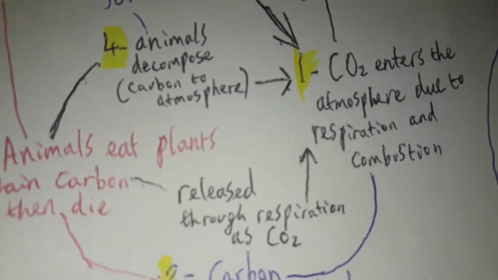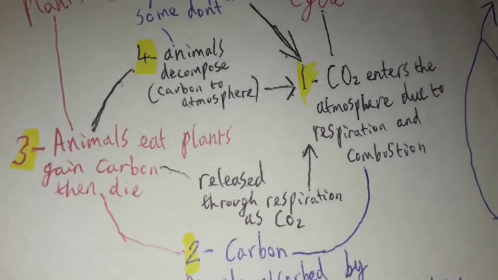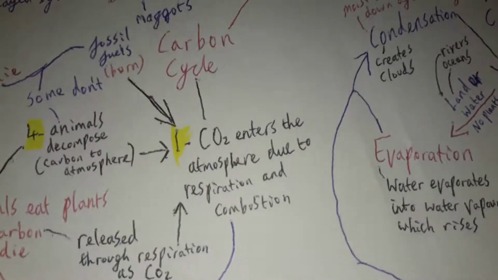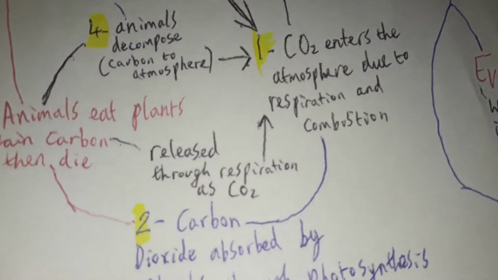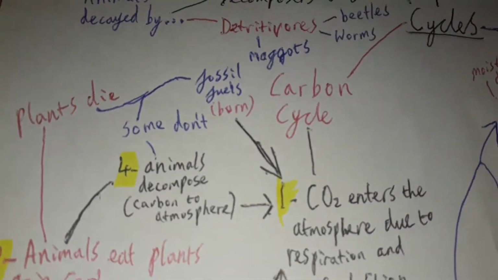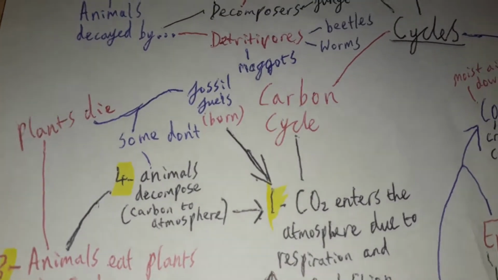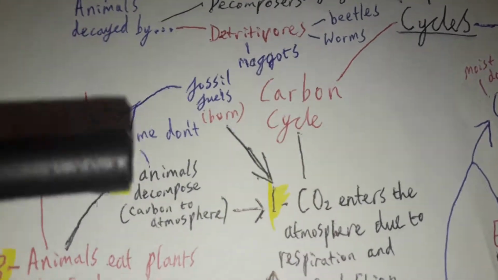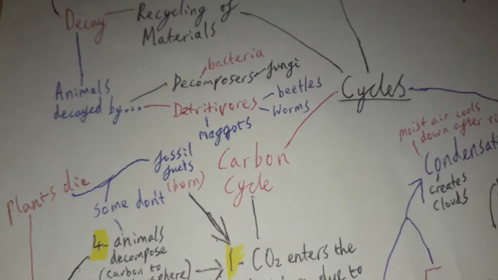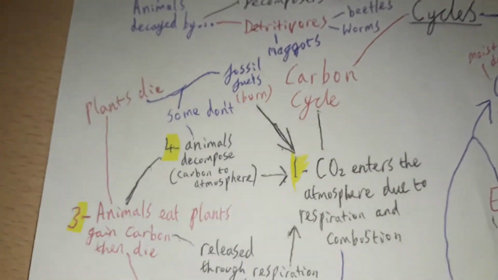They release CO2 through respiration whilst they were alive, because as we know, they breathe in oxygen and breathe out CO2. We've already just said that. Then these animals decompose and send carbon back to the atmosphere, because decomposing turns them down into carbon, and the carbon just goes up.